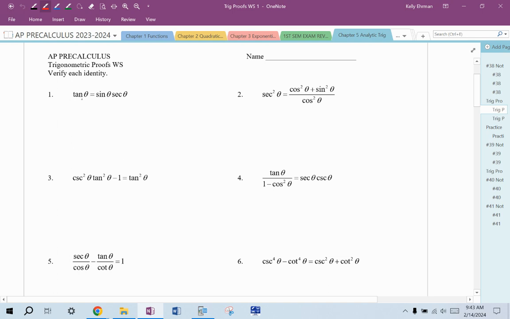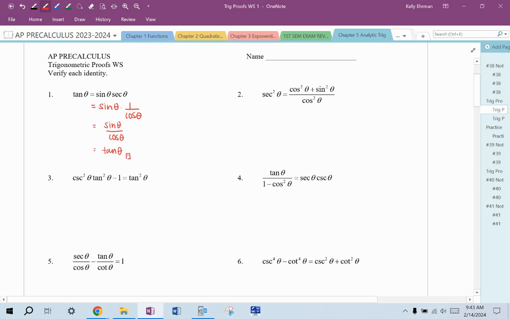Okay, we want to show that tangent theta is equal to sine times secant theta. So usually I say work on the more complicated side, so I'm going to work on this side. I'm going to begin by rewriting secant as 1 divided by cosine theta. That's using a reciprocal identity. And I'm just multiplying those two things together, so that can become sine theta over cosine theta. And we have a quotient identity that says sine over cosine is equal to tangent theta.